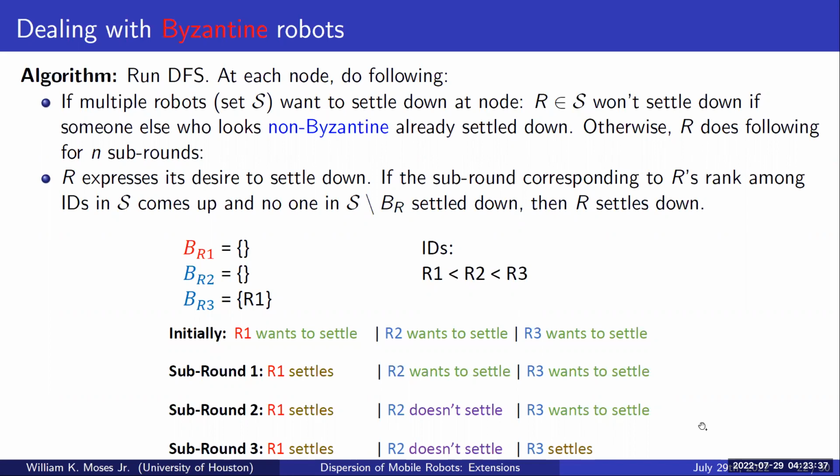If this process is repeated, then we show that in O of n rounds, all the robots will settle down using this DFS on the spanning tree of the graph. And we know what the spanning tree is because, recall, we already constructed a map of the graph. So in this way, all the robots can settle down.